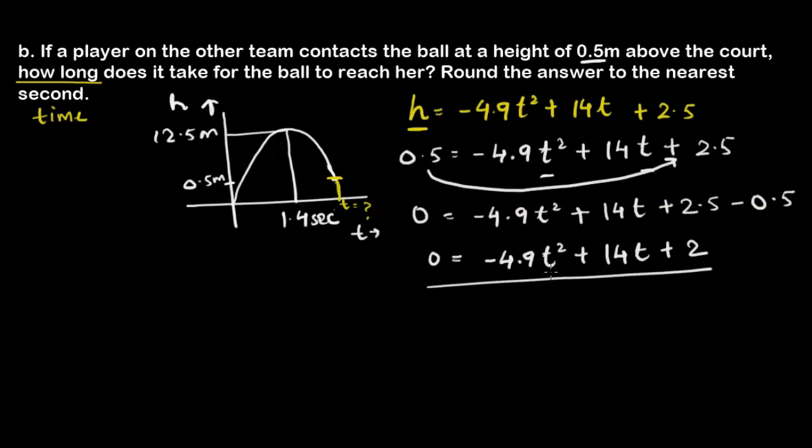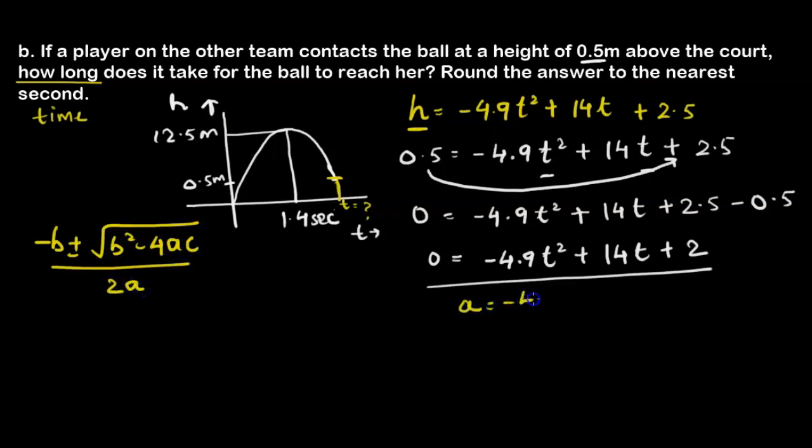In this particular example, we notice there is a decimal. Definitely factorization is going to be hard. So the best way to do it is to use the quadratic formula. The quadratic formula is negative b plus minus square root of b squared minus 4ac, divided by 2a. And we know here a is negative 4.9, b is 14, c is 2. We would just use all these a, b, c values to solve for the t value.